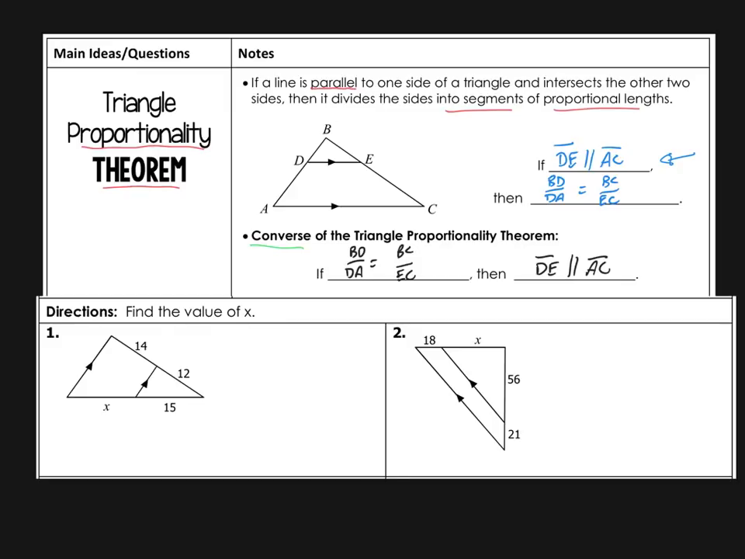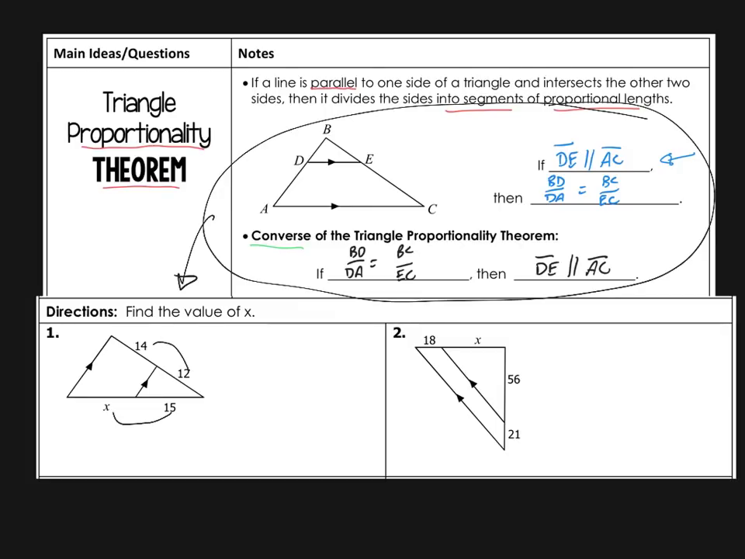So I'm going to leave my notes up and start working on this problem, because all of this stuff right here is what helps me answer this first question. So what do I know? I know that 12 is to 14 as 15 is to x if these two lines are parallel, and they are parallel because that's what the extra arrows say. So 12 is to 14 as 15 is to x. Cross multiply, I get 12x equals 14 times 15, which happens to be 210. Divide by 12, divide by 12, x equals 17.5.